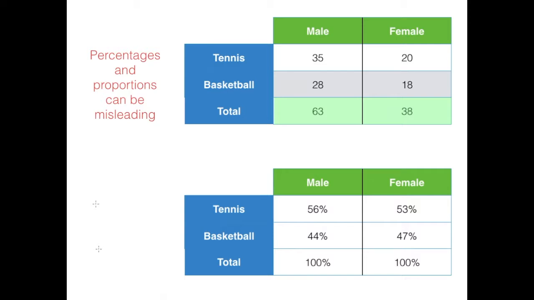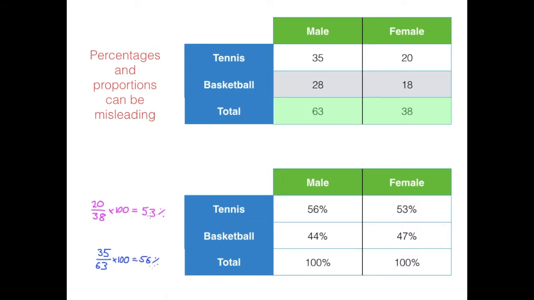However, we know this isn't true. The reason it looks like this is because we calculated the percentages using different values as the total, or the denominator. So we can't directly compare the percentages across genders, only the percentages within the same gender category. The 53% of females playing tennis uses 38 as the total, seen as the denominator, while the 56% of males playing tennis uses 63 as a total, again seen as a denominator.